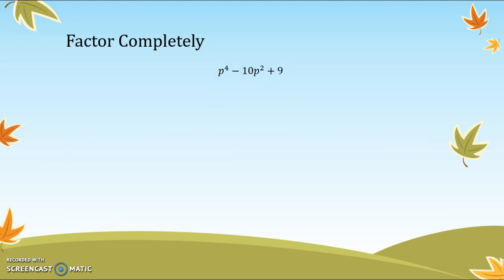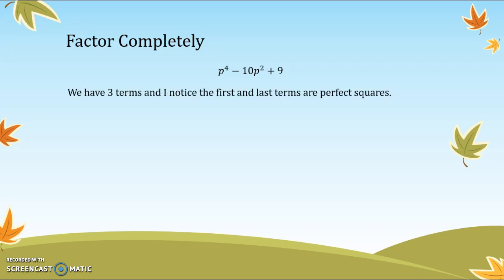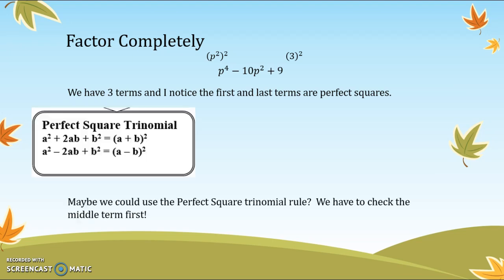P to the fourth minus 10p squared plus 9. Is there a GCF? I don't see they're all divisible by p, so I don't think so. I see we have 3 terms, and I notice that the first and the last terms are perfect squares. Perhaps we could use the perfect square trinomial rule. Since p squared, or p to the fourth, can be written as p squared squared, and 9 is the same as 3 squared. So here's our rule.